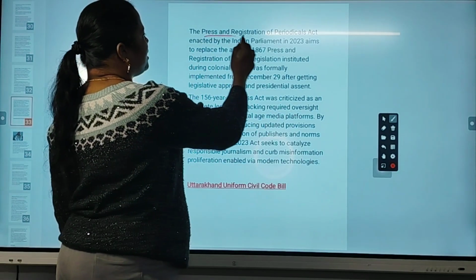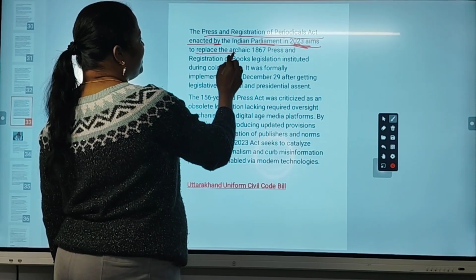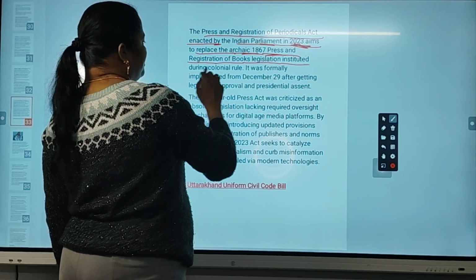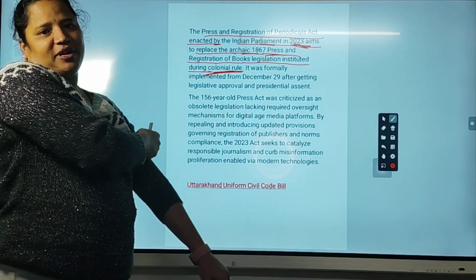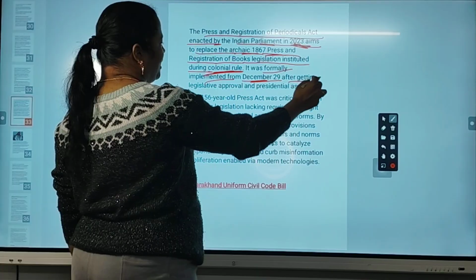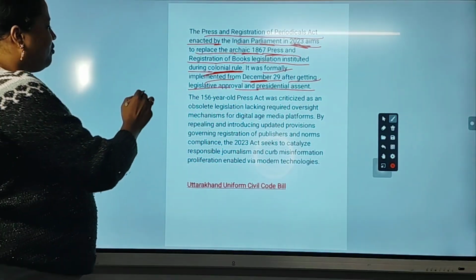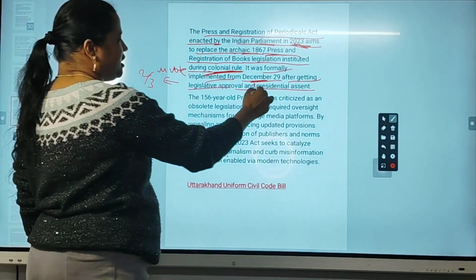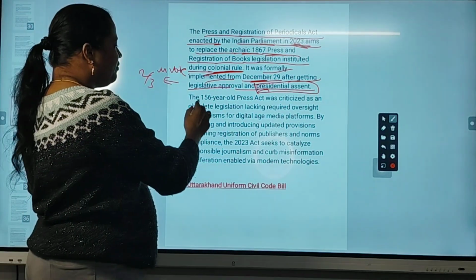The Press and Registration of Periodicals Act enacted by the Indian Parliament in 2023 aims to replace the archaic 1867 press registration of books legislation instituted during colonial rule. So whatever Press Act existed in colonial rule is amended now. It was formally implemented from December 29th after getting legislature approval and presidential assent. Legislature approval here means a 2/3 majority voting, and presidential assent is also required on the bill, then only it can be circulated all over India.